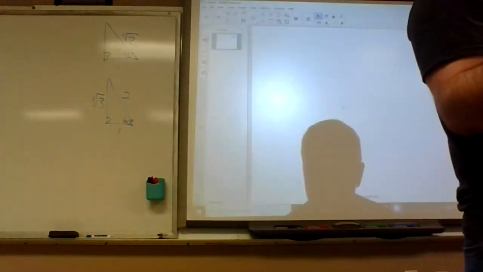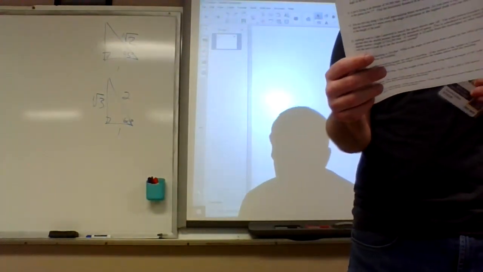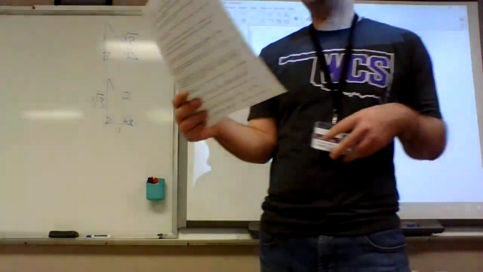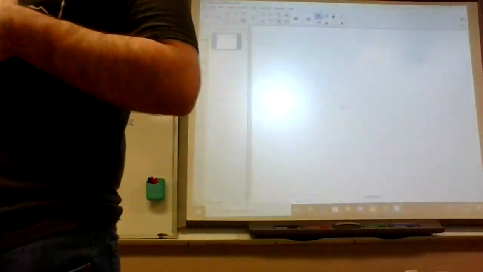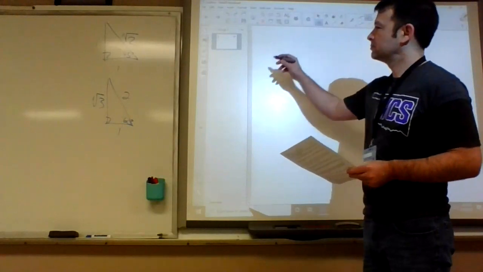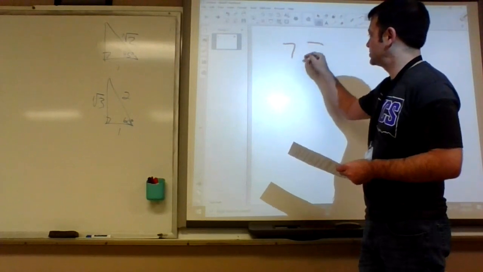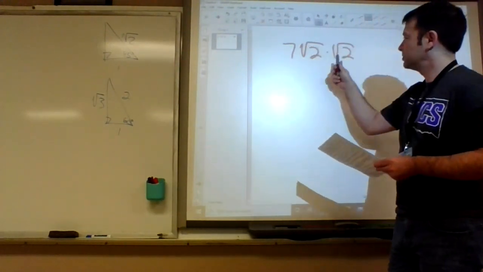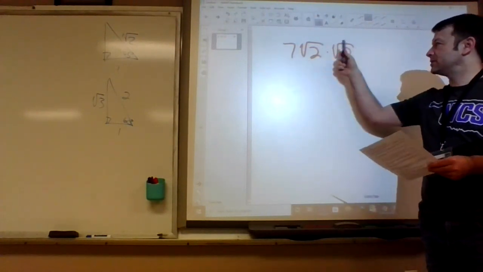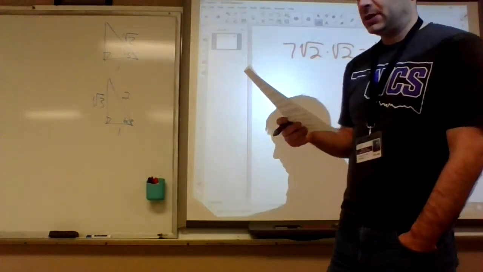Number 3, if the right leg is 7 square root of 2, what else is 7 square root of 2? Y. So y equals 7 square root of 2. If y is 7 square root of 2, how do we find x? 7 square root of 2 times square root of 2. Yeah, going from leg, so multiply by square root of 2. What's 7 square root of 2 times square root of 2? 14. Yeah, square root of 2 times square root of 2 is 2 times 7 is 14. So x is 14 on number 3.